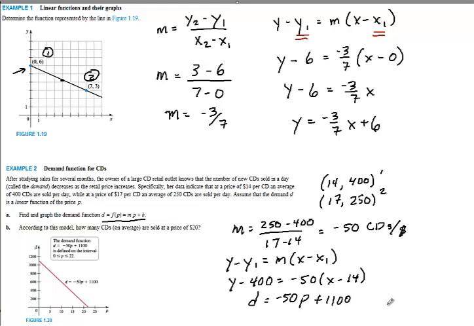So at 20 I would just plug in a 20 there and I would get, let's just write this, D at 20 is negative 50 times 20 plus 1100. I'd only sell 100 of them, that probably wouldn't be very good.